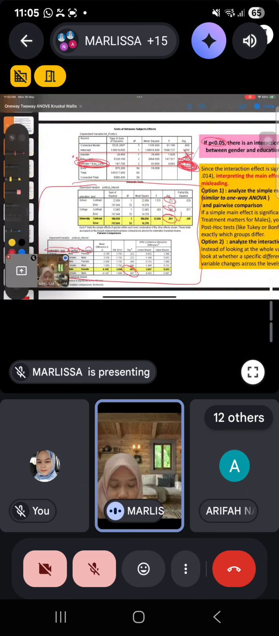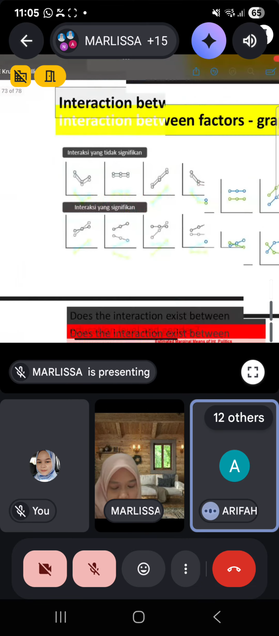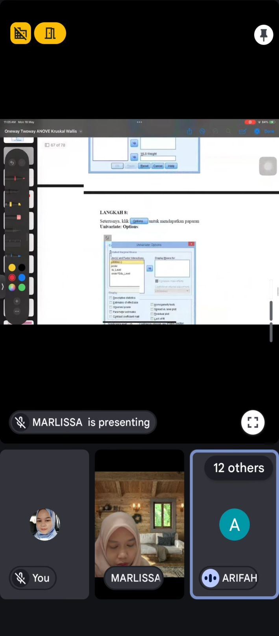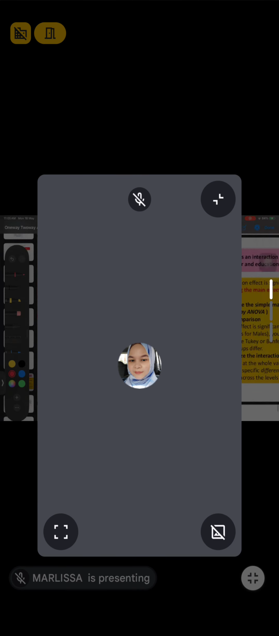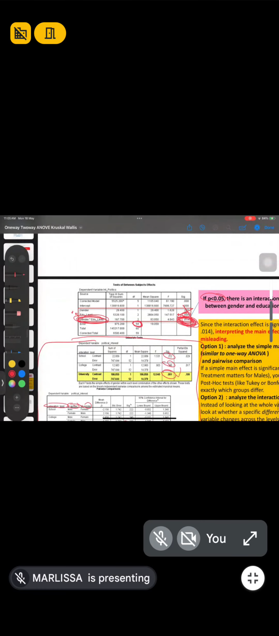Doctor, for the reporting part, can I know where the 54 is from? The F, the reporting part, wait, let me scroll down. Yeah, this one. Reporting part, the DF, the degree of freedom.